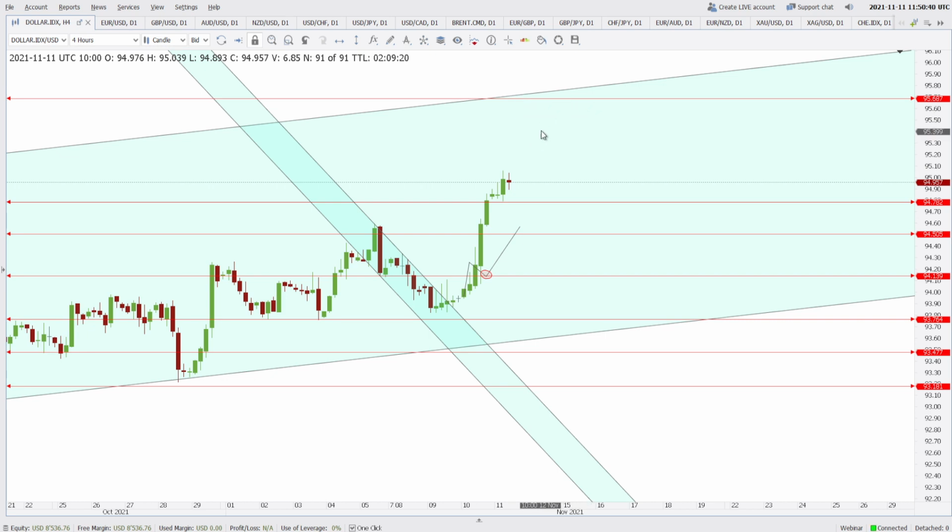I believe 95.68 is the area where I should keep an eye on to book my profits if I am long, or to open fresh shorts if I see the weakening of the US dollar around here. So right now the support zone or the demand zone for the US dollar is 94.78, and the resistance or the supply zone is 95.68.